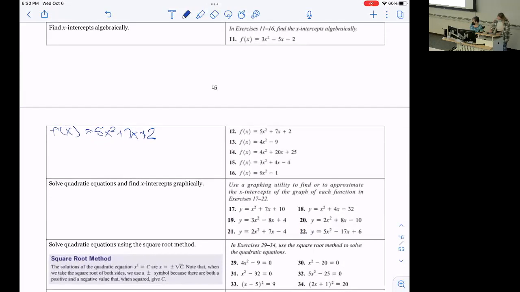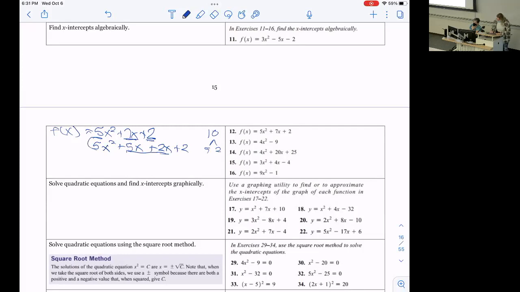All right, so to use the AC method, we're going to look at A and C first. And so we know 5 times 2 is 10. So now we have to look at two numbers that multiply and give us 10 and add to give us 7, which would be 5 and 2. So now we can break this apart and we will get 5x squared plus 5x plus 2x plus 2, which is just breaking the 7x apart into these two pieces.